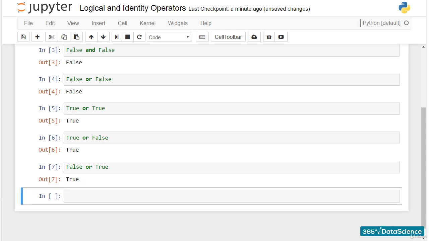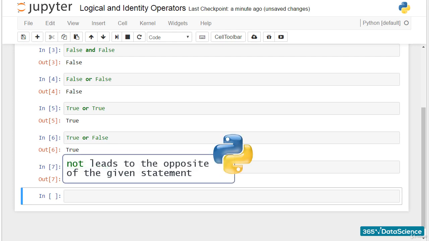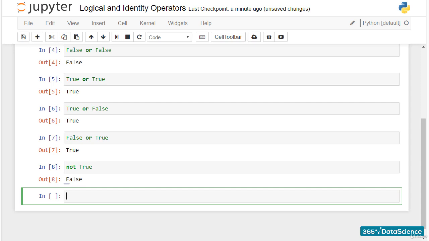The way not functions is it leads to the opposite of the given statement. Not true leads to false. Not false leads to true.